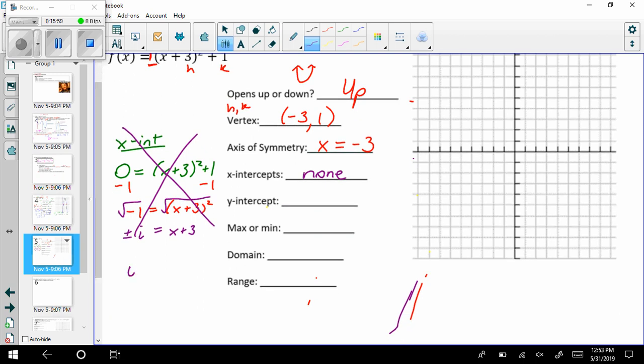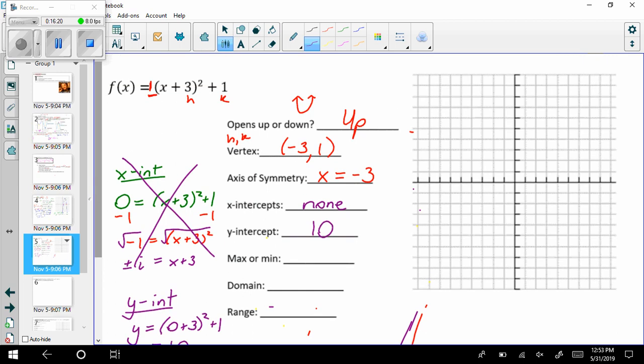So let's look at the y-intercept, see if we have better luck. To find the y-intercept, we're going to put 0 in for x. So 3 squared is 9, plus 1, we get 10. So we do have a y-intercept at 10. All right, let's throw this onto the graph here. So the vertex, negative 3, positive 1. My y-intercept, 1, 2, 3, 4, 5, 6, 7, 8, 9, 10. Perfect, right up there. I'm going to draw in my axis of symmetry right through the vertex.